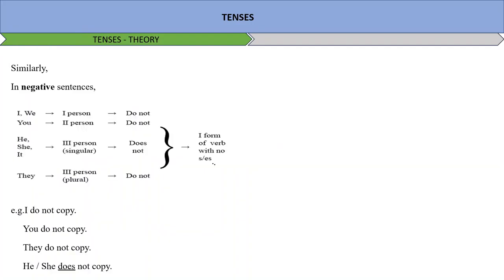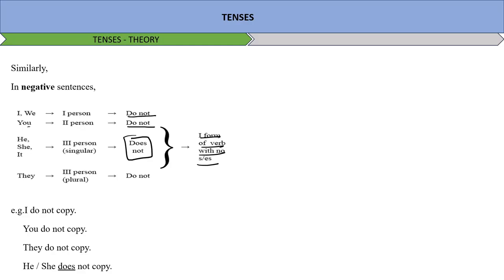But what if the form is negative? Things change here. If it is singular, first person, it is do not. If it is second person, singular or plural, do not. If it is third person singular, it will be does not, with V1, the first form of the verb with no S or ES, okay?